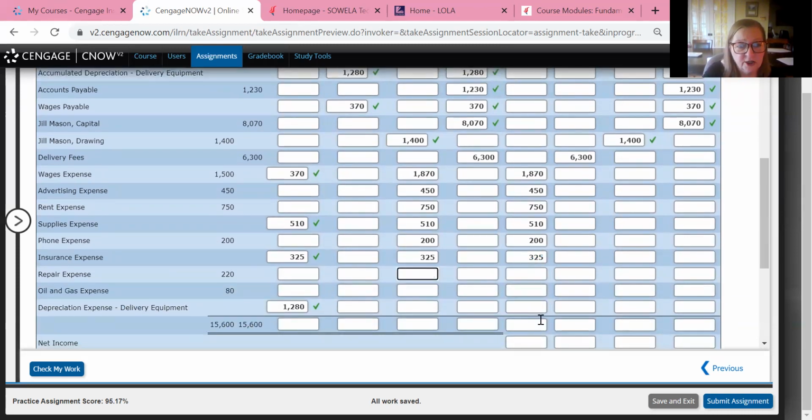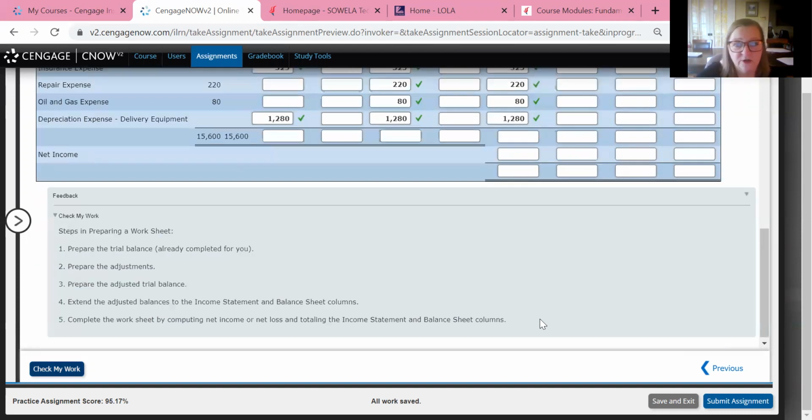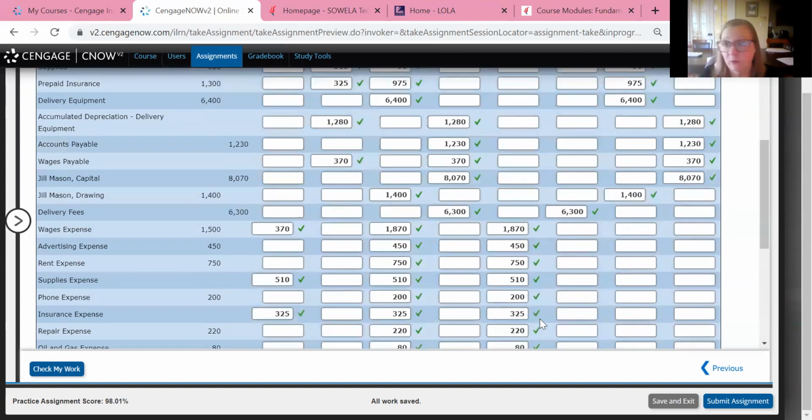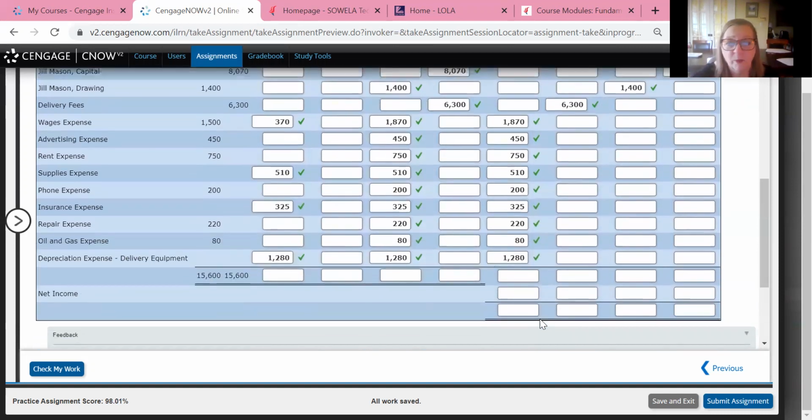Repairs expense, no change. So it's still a debit on the trial balance, and that means still an expense on the income statement. Oil and gas expense, no change, still a debit on the income statement. Depreciation expense had nothing, but we made an entry that recorded depreciation expense. So that's a debit in the trial balance, and it's a debit in the income statement. So now we've posted everything, and we might as well check one more time, make sure it's all good. If you see anything that doesn't have a check mark, then you go back and say, okay, I did some silly thing. Let me fix it. No big deal.